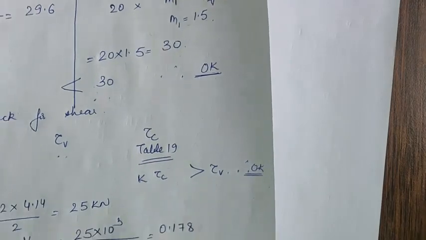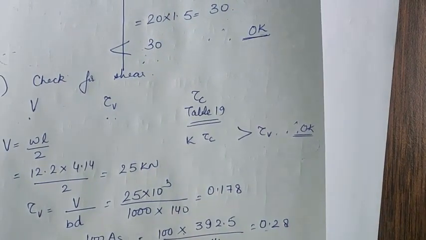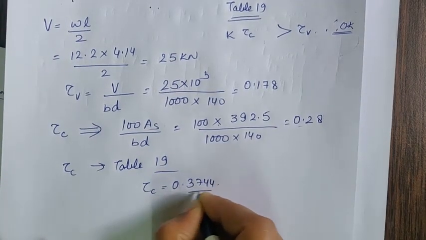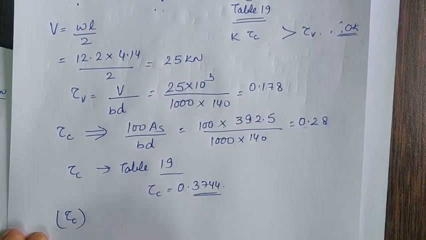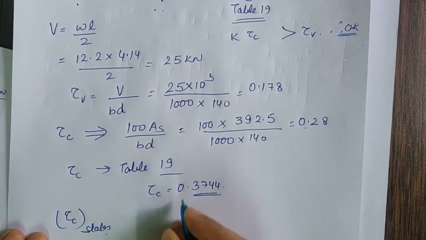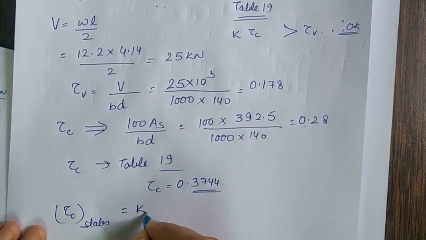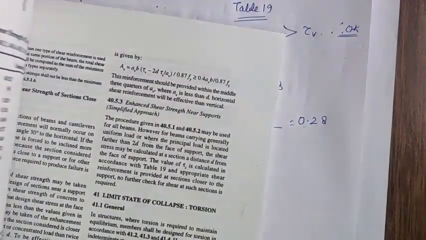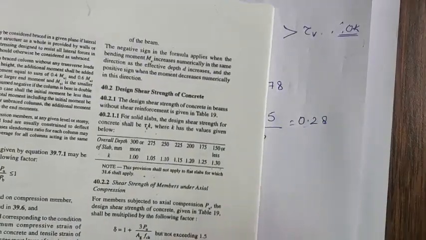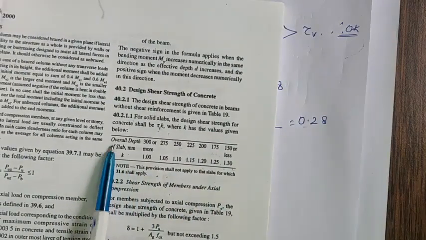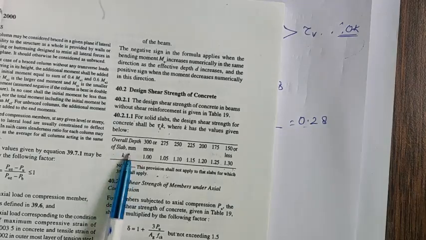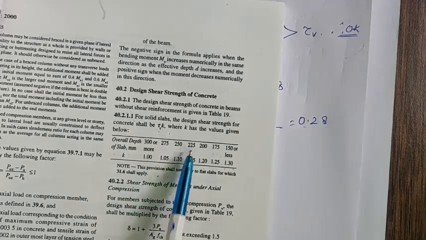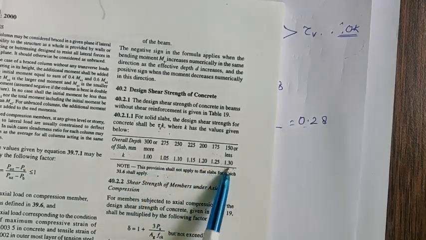So using this, I am getting the value of tau C to be 0.3744. Similarly, again, I'll have to get tau C for slabs because this is tau C for beams. This is equal to K times tau C. And this value of K, I used to get it from this particular clause. It says if the overall depth of the slab is 300 or more, we will take K to be 1. Similarly, if it is different values, we will take K to be different values.